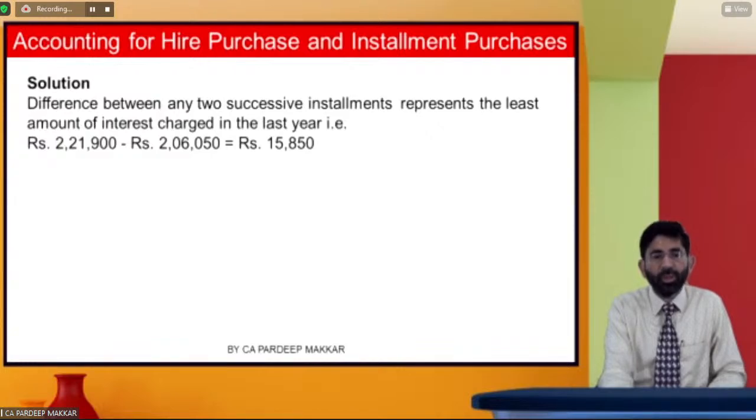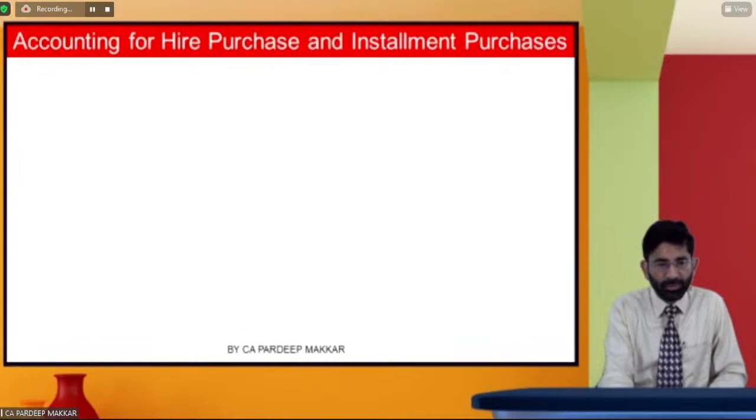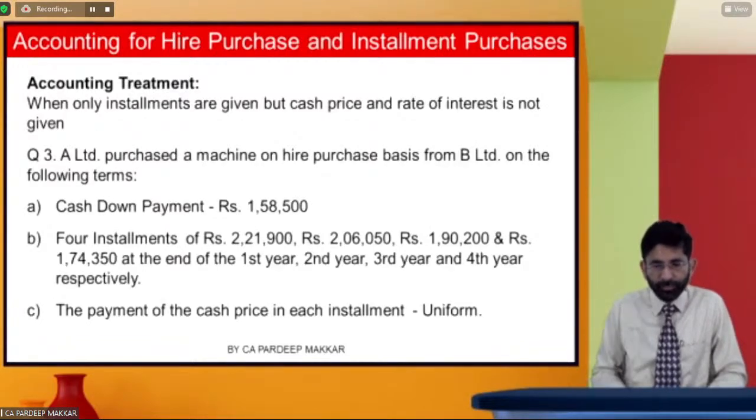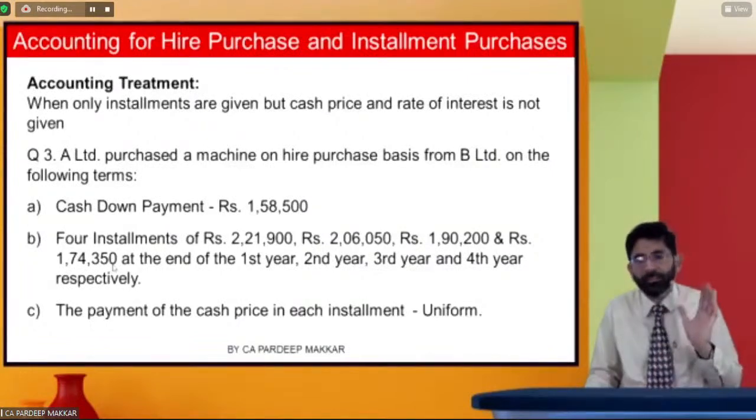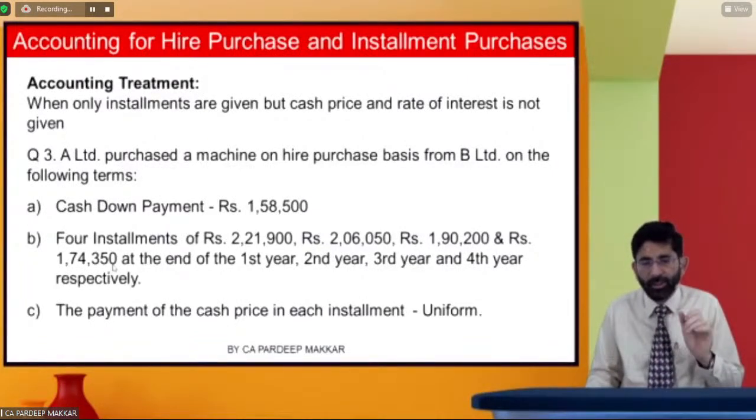We have done 2,21,900 minus 2,06,050, or you may do something differently also. It is 2,21,900 minus 2,06,050, or it is 2,06,050 minus 1,90,200, or 1,90,200 minus 1,74,350. You may do anything. It will be equivalent. Check it out in your computer, in your mobile.